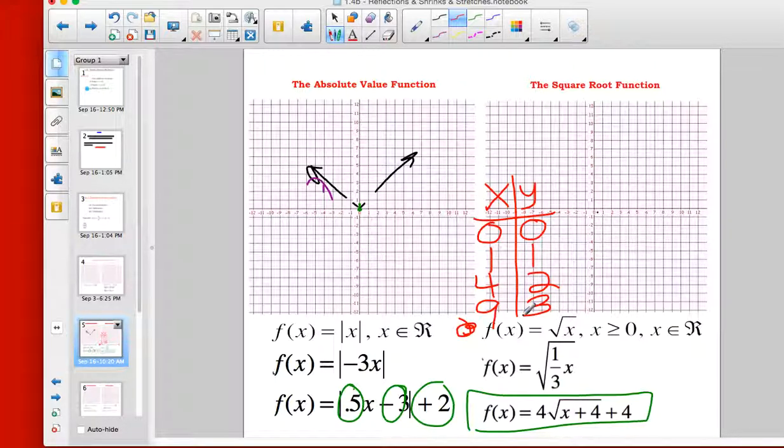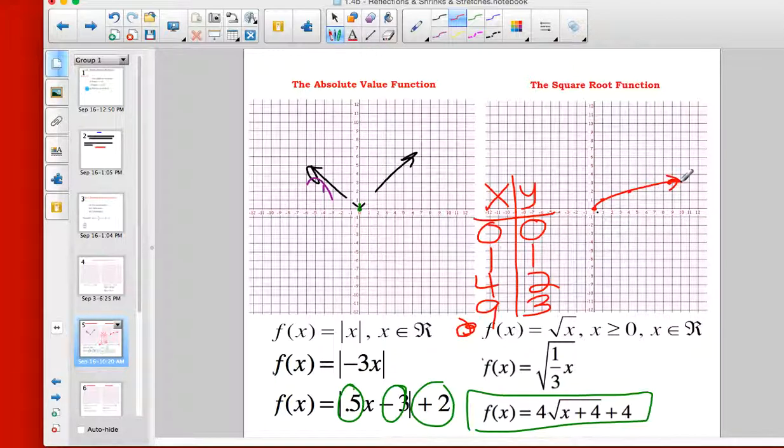For the absolute value, you could do -2 to 2. Here we're going to go 0, 1, 4, and 9, and we can put those on the graph. So we got (0, 0), (1, 1), (4, 2), and (9, 3). And we get a graph that looks like that, right?